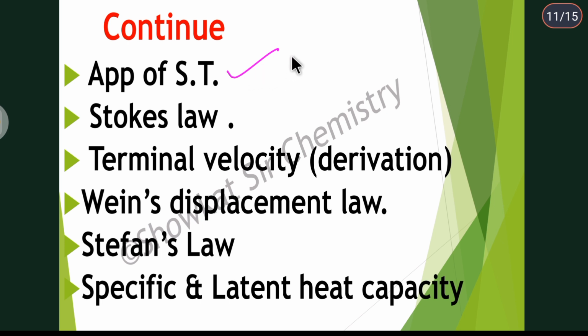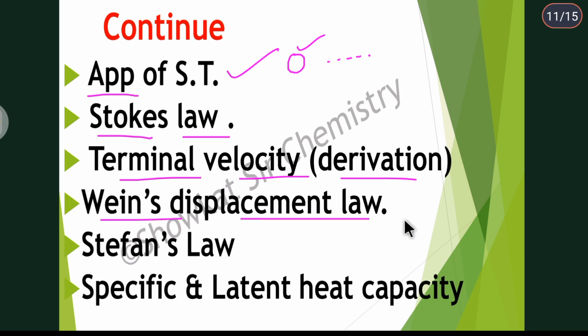You already know that whenever water falls from a tap, it falls in the form of water droplets. So why does water attain this spherical shape, right? Similarly insects, they can walk on water. So the applications are very important, just like capillary action. Next you will study here Stokes' law, the terminal velocity, its derivation will be important.